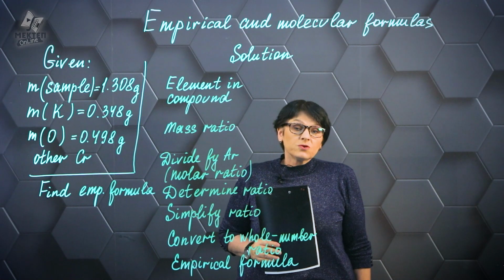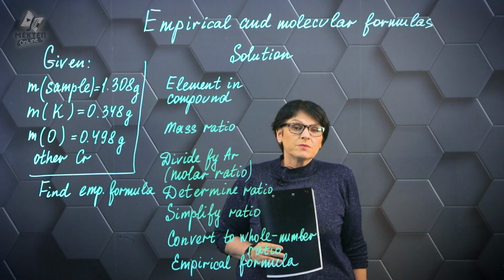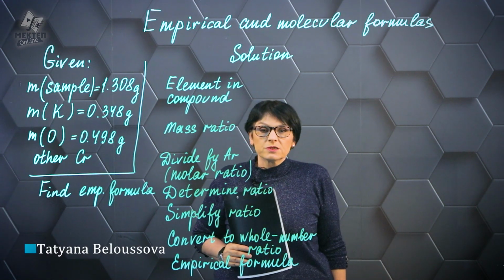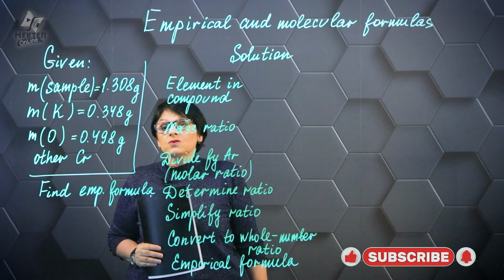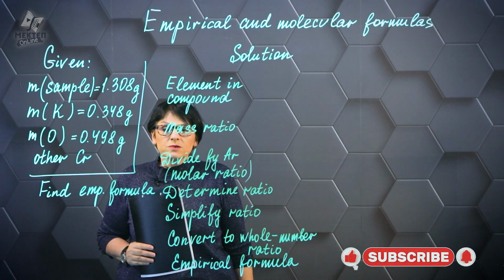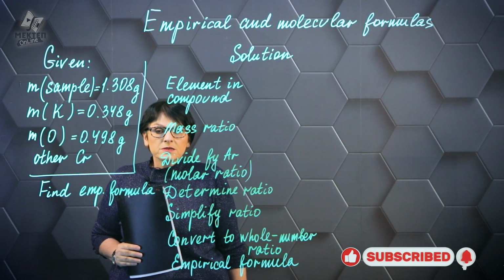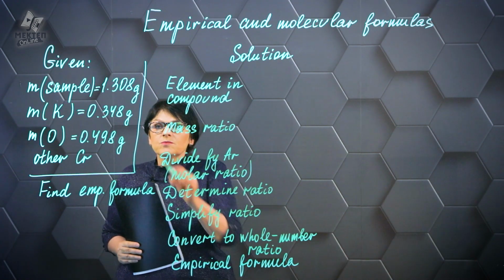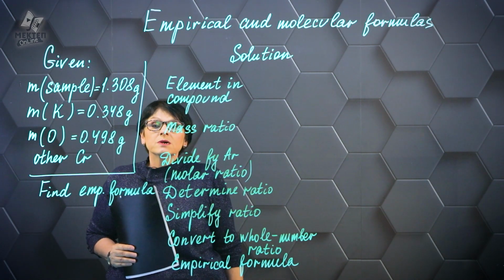Hello, today we continue solving problems on determining the empirical molecular formula. I propose that today we solve the following problem. We have a certain sample of a substance which is described as follows. This is a solid substance with an orange color, and its formula needs to be determined. It is known that a sample of this substance has a mass of 1.308 grams.